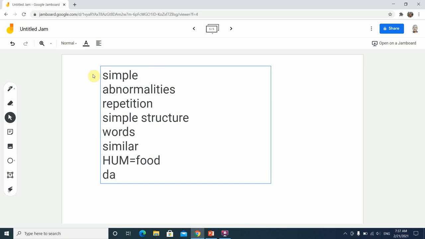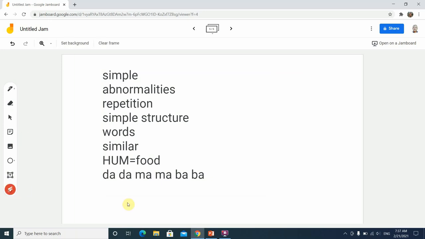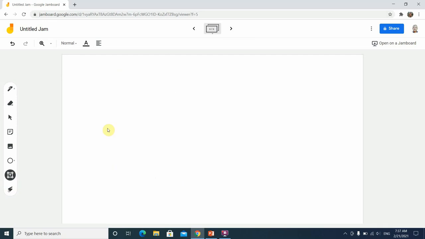And repetition. Dada, mama, baba. These are repeated syllables. These are words that are characterized by repeated syllables. You see, one syllable is repeated. And this is a characteristic of children's language. We use short syllables, but they are repeated. We use the same words. We use even the same meanings or semantics that are used by children.